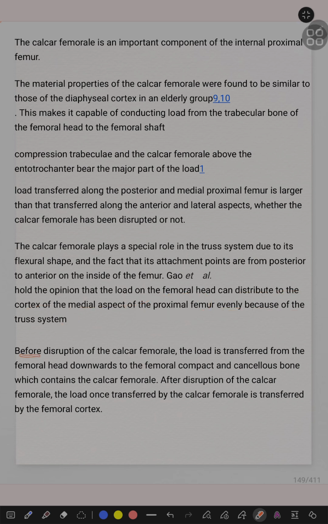Before disruption of the Calcar Femorale, the load is transferred from the femoral head downward through the compact and cancellous bones, which contain the Calcar Femorale. After its disruption, the load once transferred by the Calcar Femorale is transferred by the femoral cortex. It means that if, due to any trauma related to the proximal femur, the Calcar Femorale is disrupted, its role is taken up by the femoral cortex, but less efficiently, and that's why the chances of instability increase.